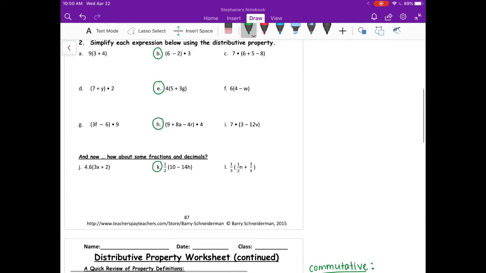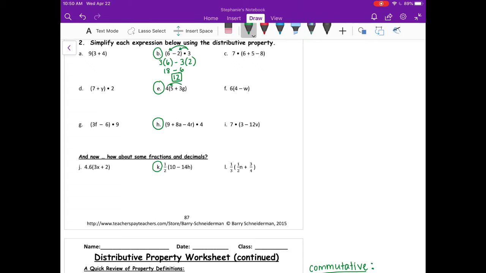Simplify each expression below using the distributive property. Now when I do the distributive property, I like to draw little arrows for myself to remind me that I'm multiplying both numbers by the number on the outside. And then I go ahead and rewrite my problem so that I'm ready to do it. 3 times 6 minus 3 times 2. Go ahead and solve that. You should have an answer of 12.